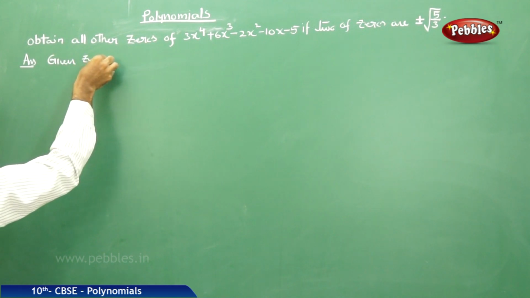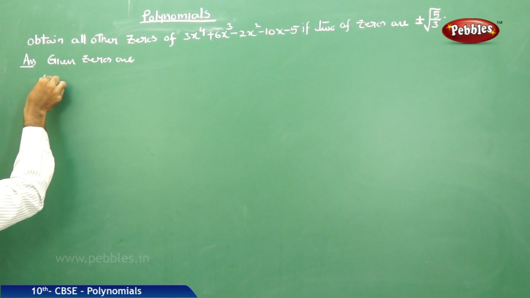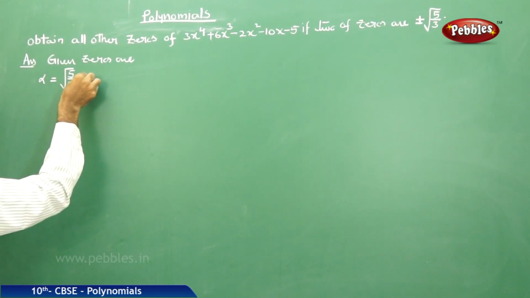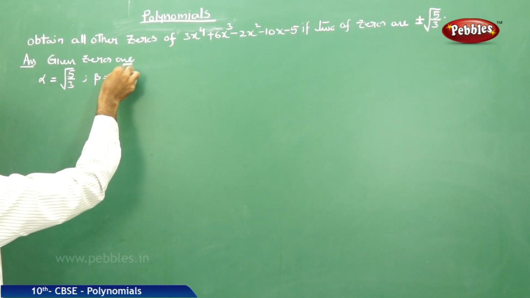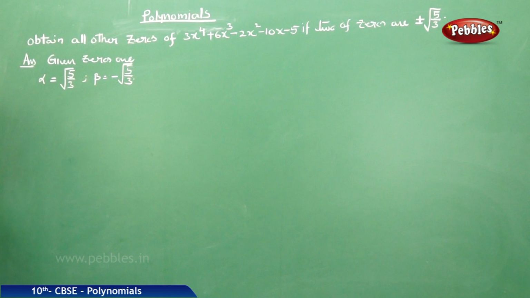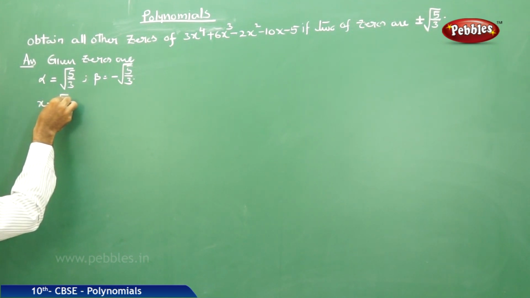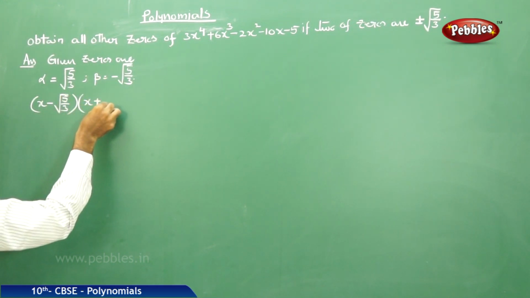Zeros are alpha is equal to root 5 by 3, beta is equal to minus root 5 by 3. That is, the factor for root 5 by 3 is x minus root 5 by 3. The factor for this one is x plus root 5 by 3.